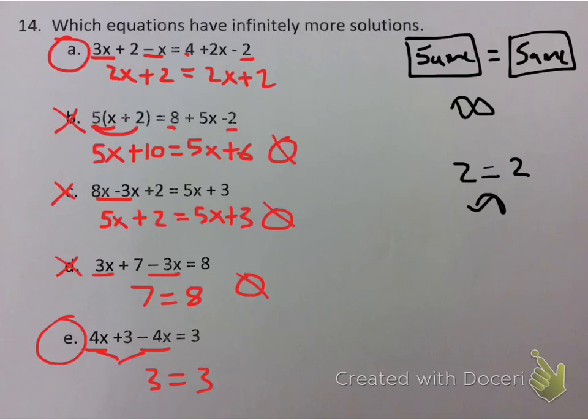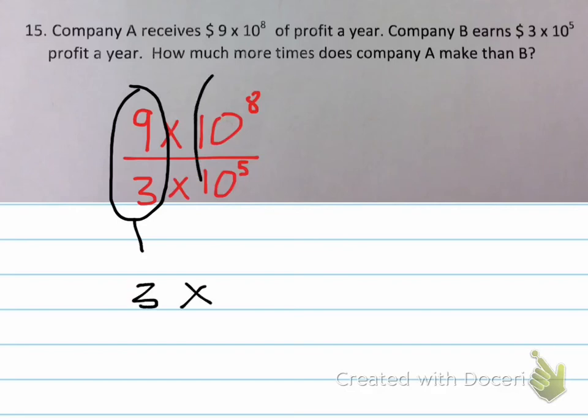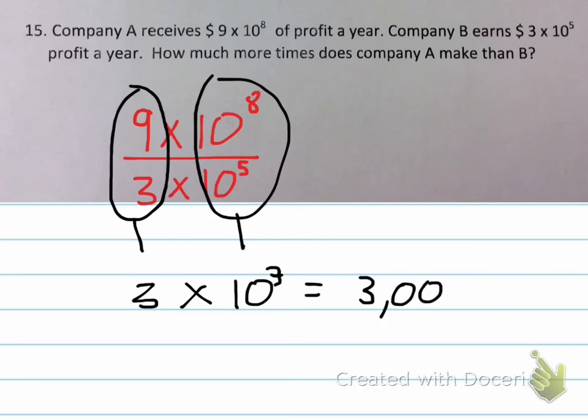Great. So here, we have a company that receives 9 times 10 to the 8th profit in a year. Company B, 3 times 10 to the 5th. How many times more? So we've got to divide. So let's divide each individual part. Part 1. 9 divided by 3 equals 3. So 3 times, what does this equal? 10 to the 8th over 10 to the 5th equals 10 to the 3rd. So this equals 3 times 10 to the 3rd, which is 3 zeros. 3,000. Or 3,000 times more they make, not $3,000.